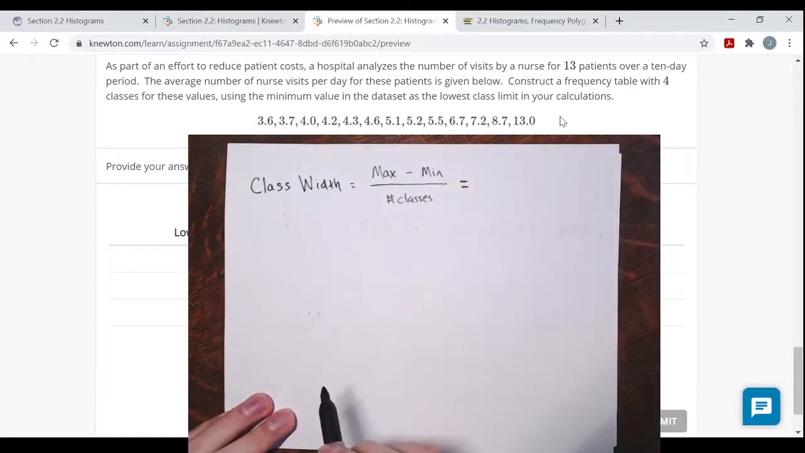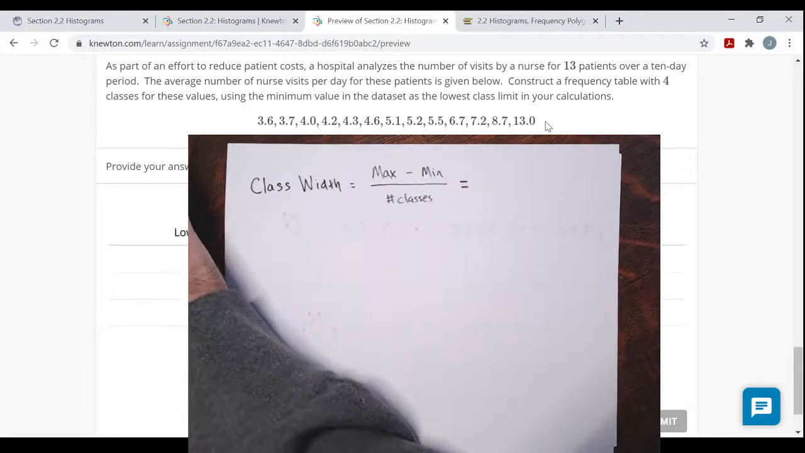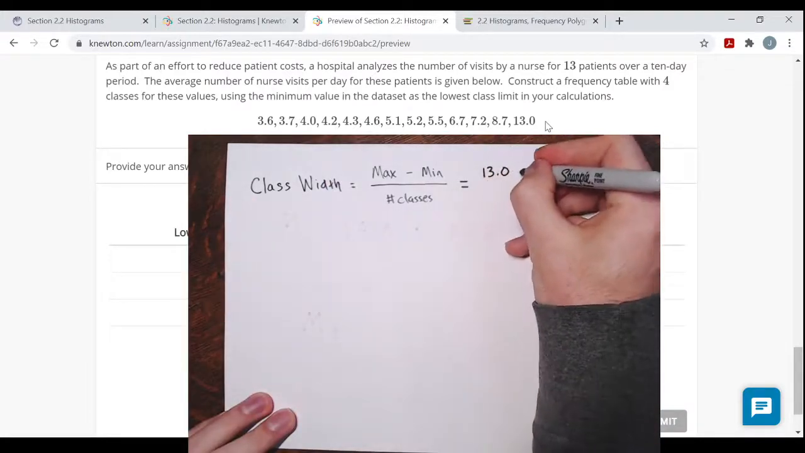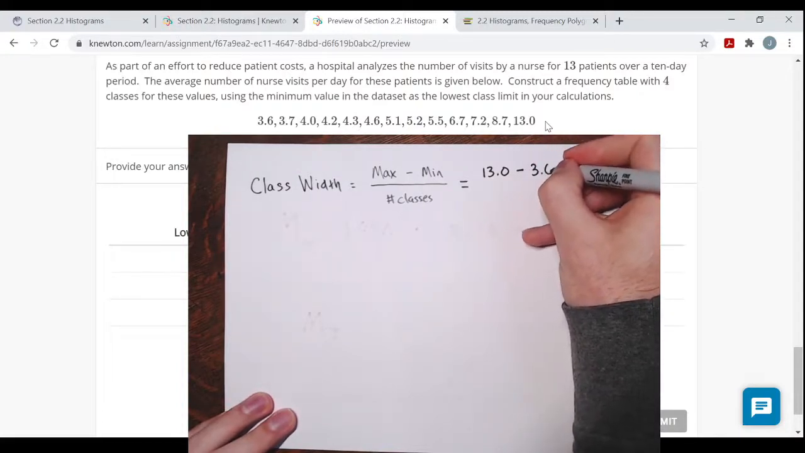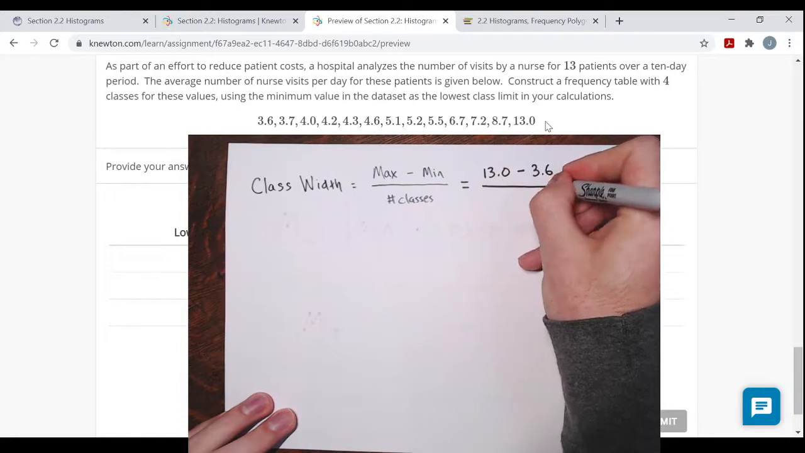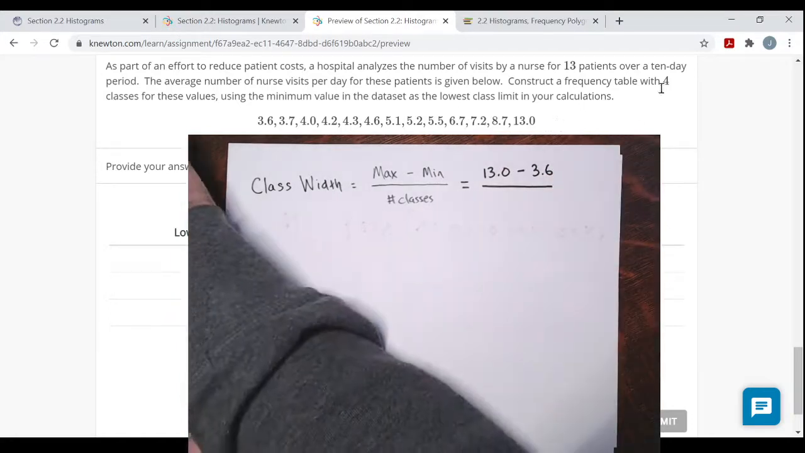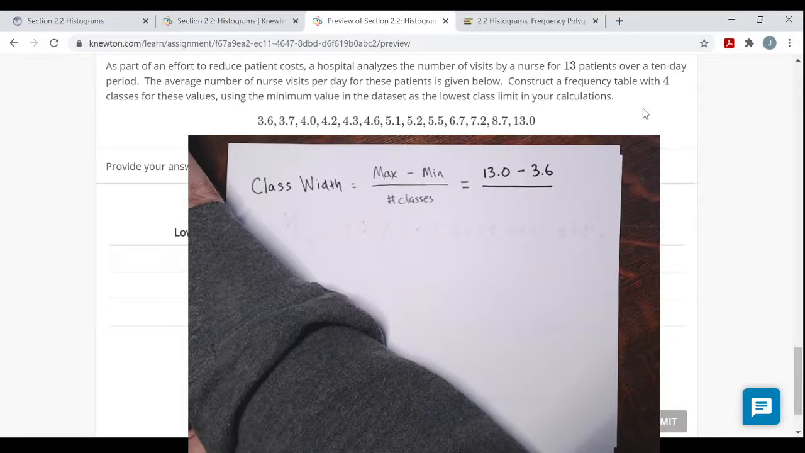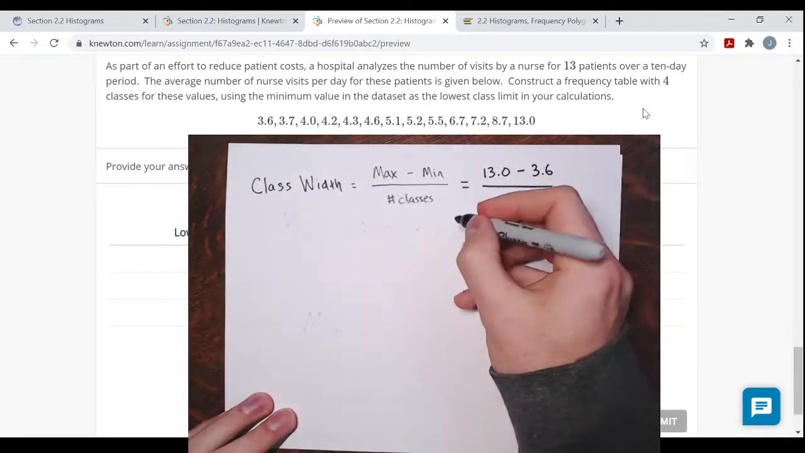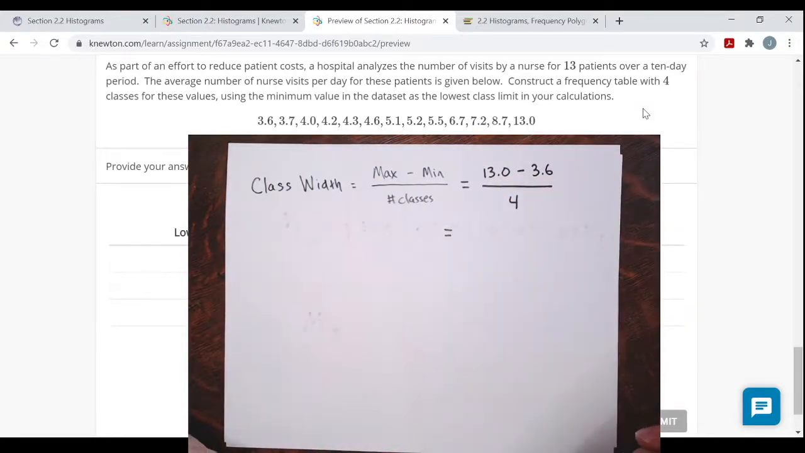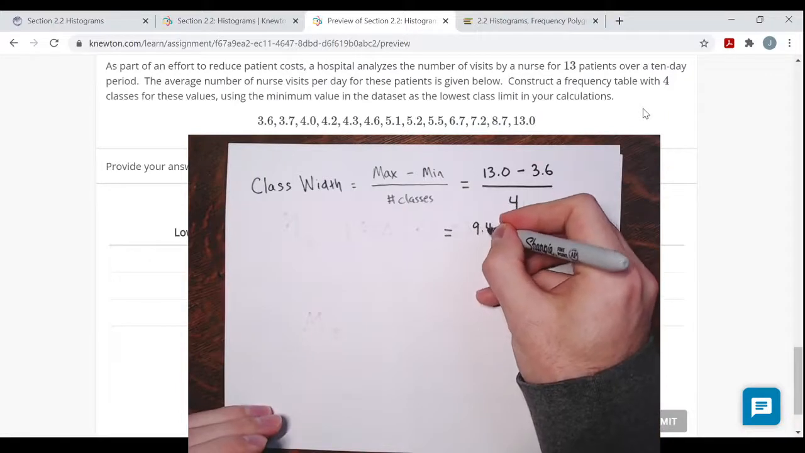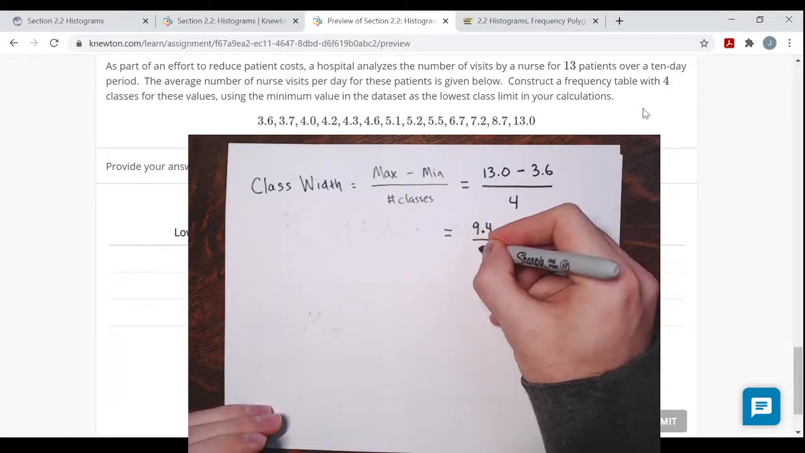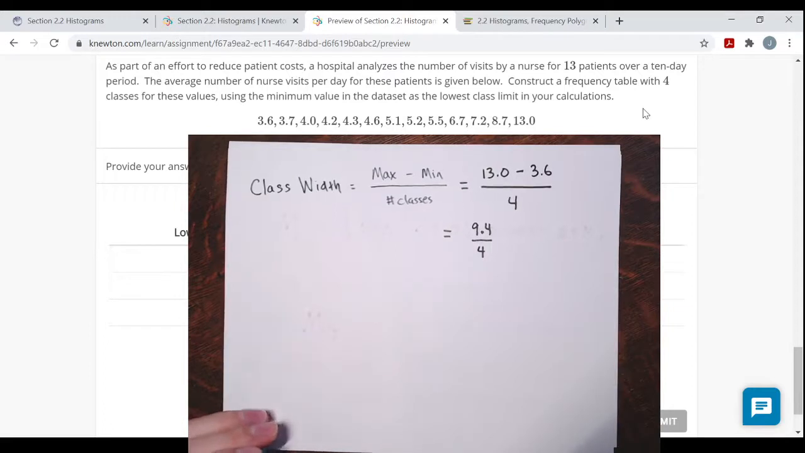Now what's the largest value? Clearly it's 13.0, minus the smallest value, 3.6. And then I divide this by the number of classes they said they want, 4 classes. It's up in the problem. So 13.0 minus 3.6 would be 9.4. Then divide that by 4.